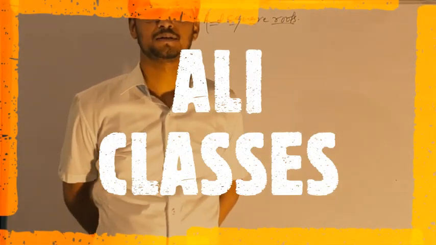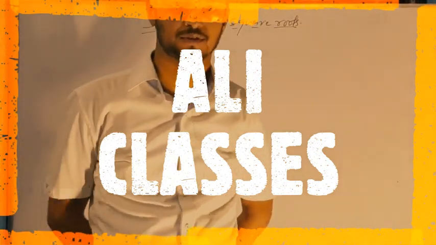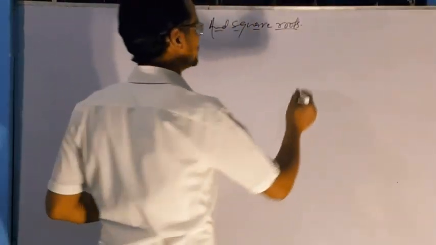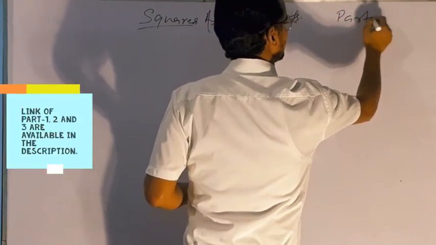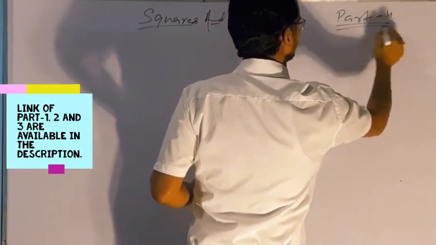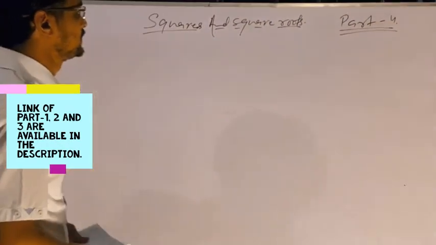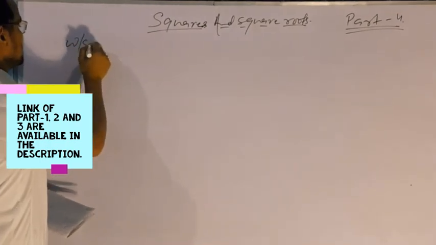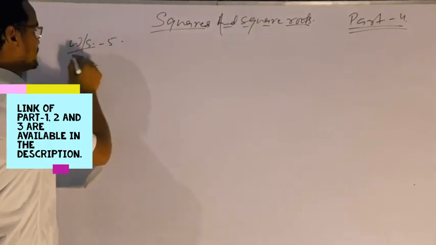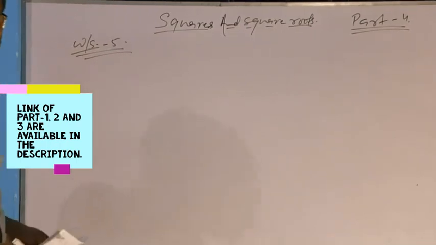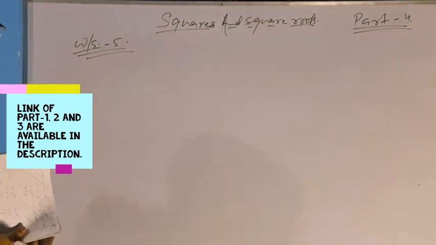We are discussing the chapter square and square root. This is our fourth part, in which we will study worksheet fifth of square and square root.